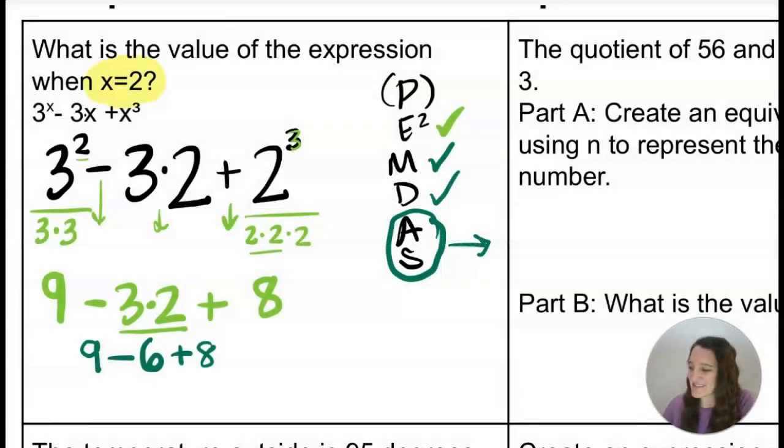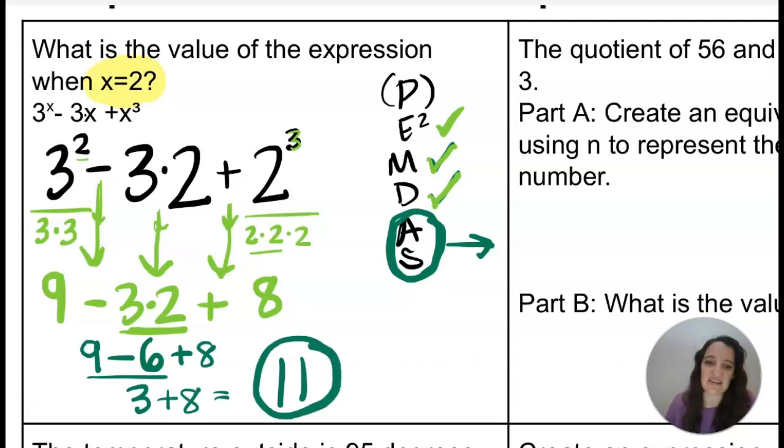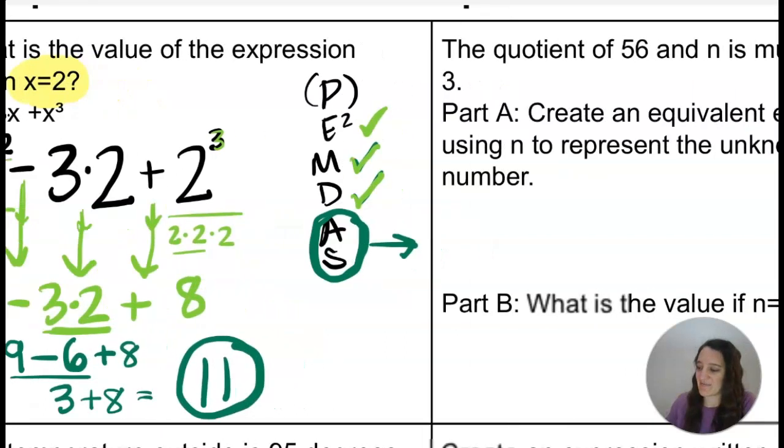All right, so what you can see, I might have to redo what I just did, is I brought everything straight down and then I multiplied. So I did the multiplication. There was no division. So now I'm on to adding and subtracting. We do that in the order that it appears from left to right. And in this expression, the subtraction is first. So 9 minus 6 is 3. 3 plus 8 equals 8, 9, 10, 11, 11. So the correct answer is 11.